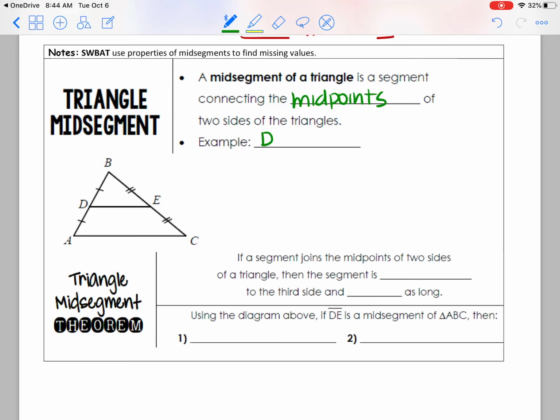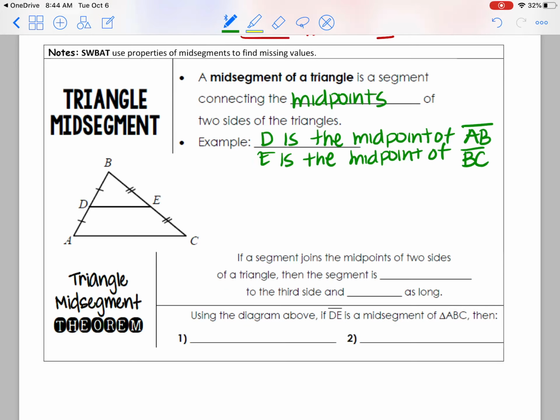So example, D is the midpoint of segment or side AB. E is the midpoint of side BC or segment BC, and DE is the mid-segment.